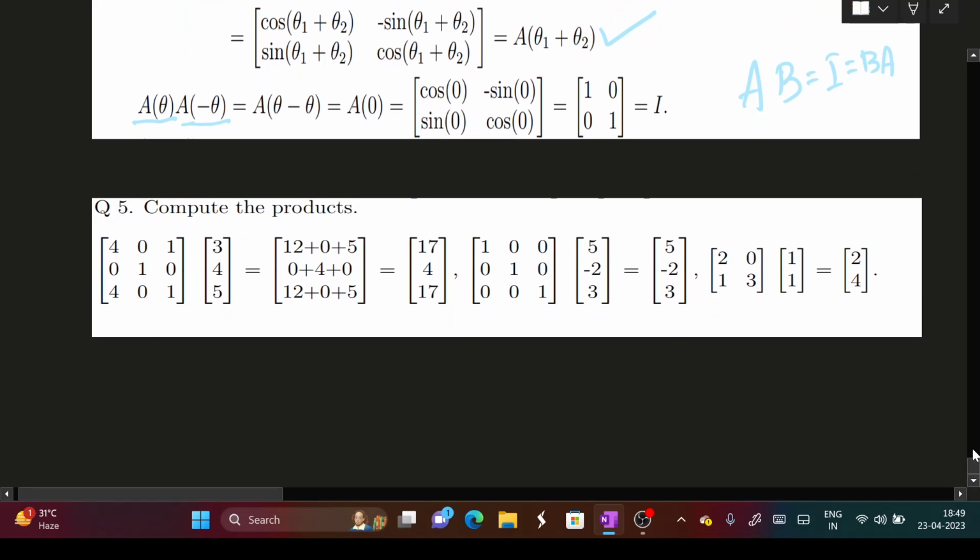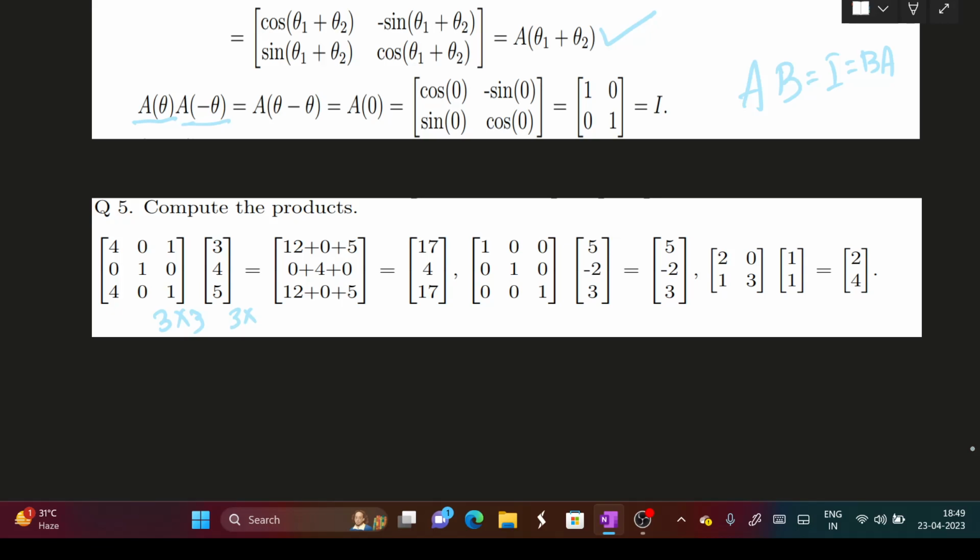Compute the products. Here we know how to do matrix multiplication. Here it is 3 row, 3 column times 3 row, 1 column. So the result is 3 row, 1 column. How much is it? 4 into 3 plus 0 into 4 plus 1 into 5, that is 17. Here an identity matrix with any vector gives the vector itself. Here it is 2, 0, 1, 3 times 1, 1, which is equal to 2, 4.